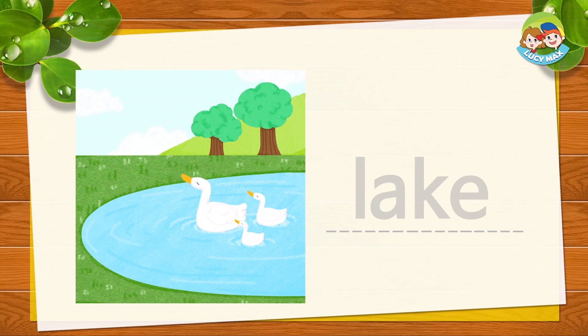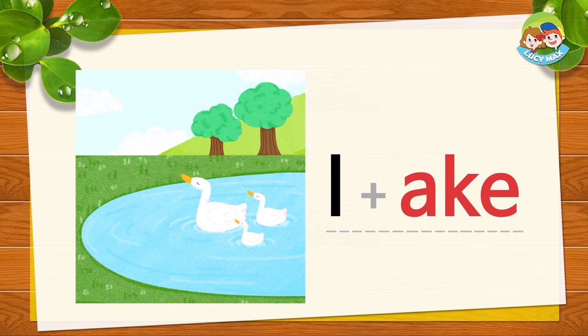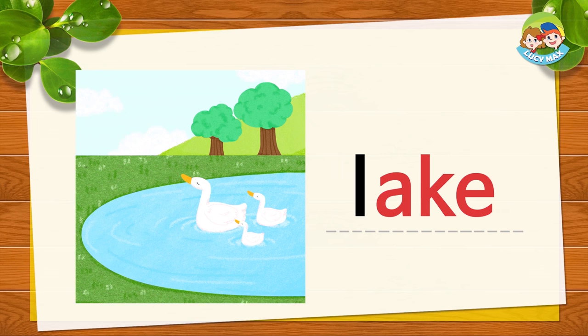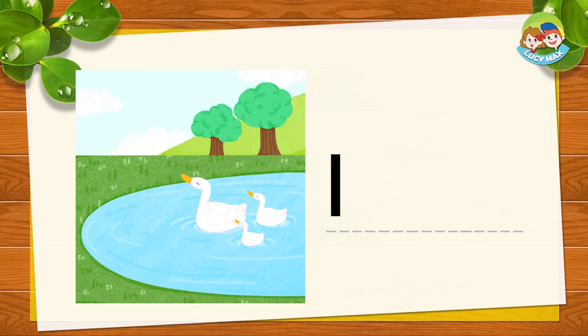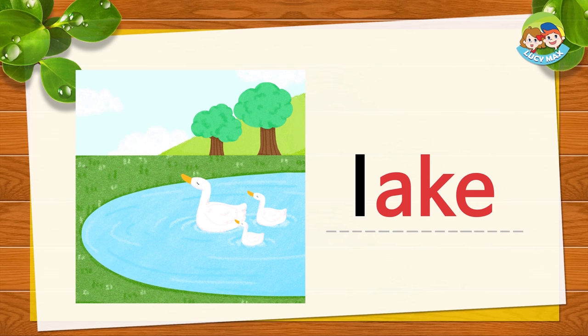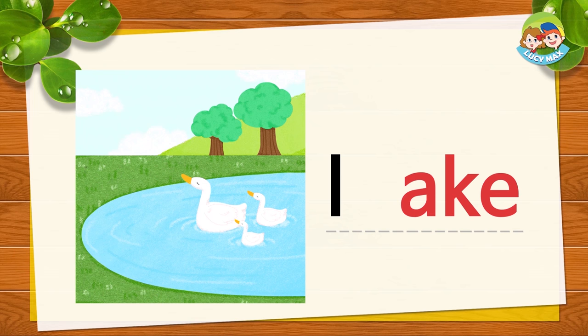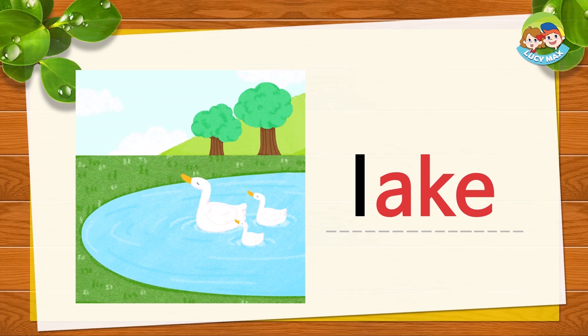This is a lake. Some trees are around the lake. L, ache. Together is lake. L, ache. Lake. Now you try. Good. When is your birthday? Do you eat cake on your birthday? I really like cake.